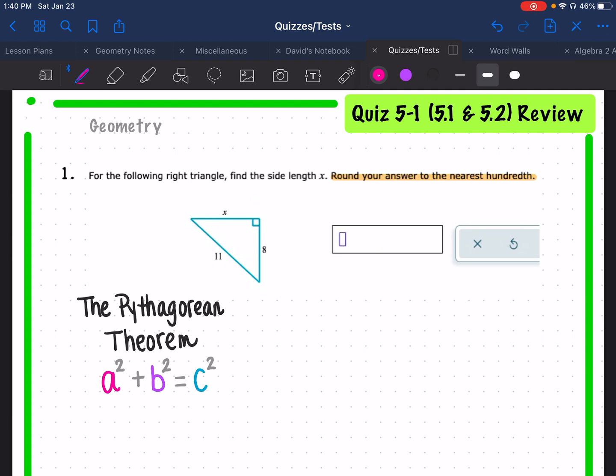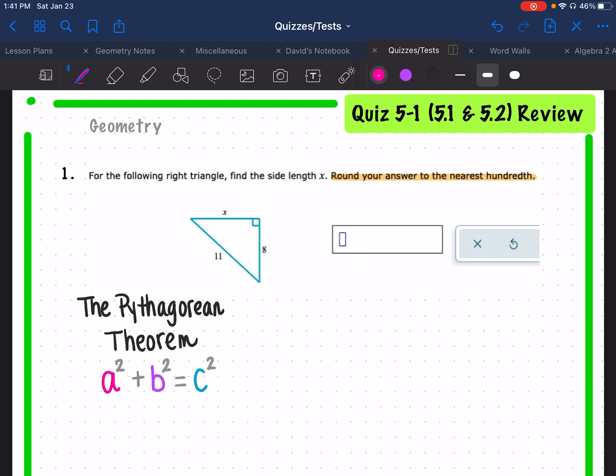Today's video is to help you with your quiz since I will not be able to do the review for you today. So I'm going to walk you through the 5 questions that are on today's quiz. The first one is: for the following right triangle, find the length of side x. And it's asking you to round your answer to the nearest hundredth.